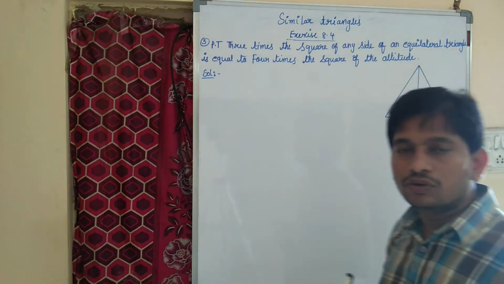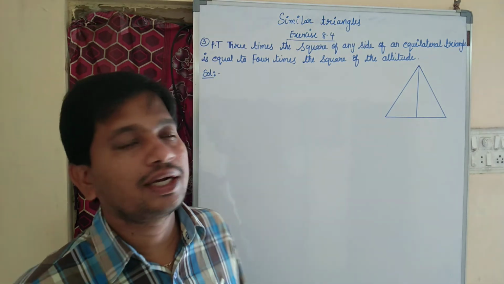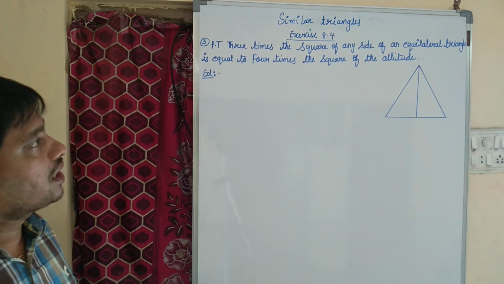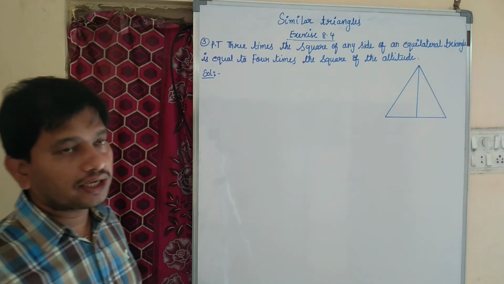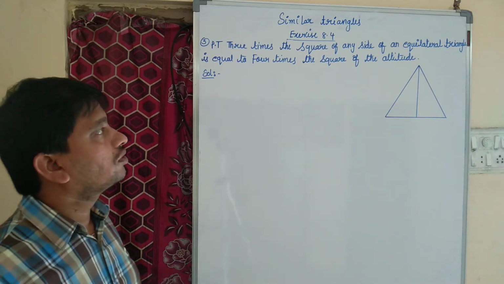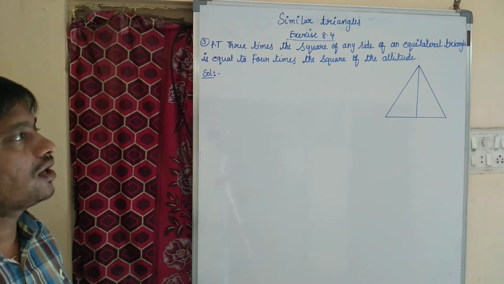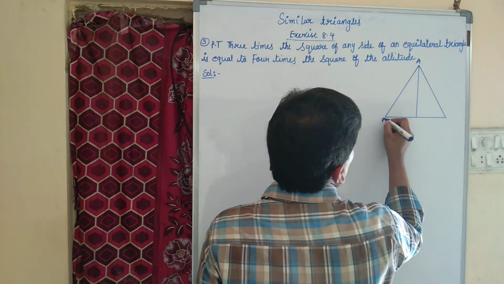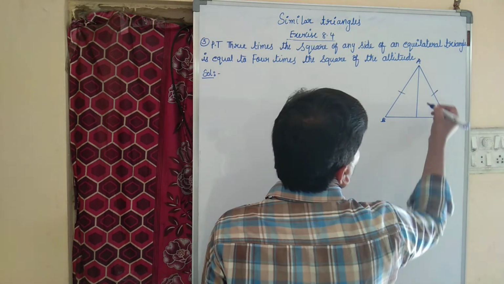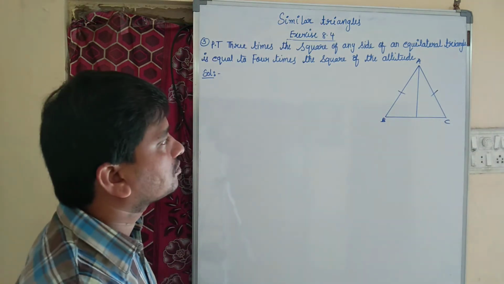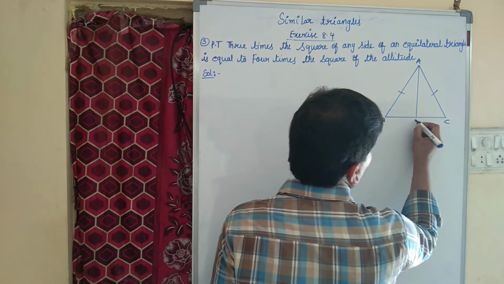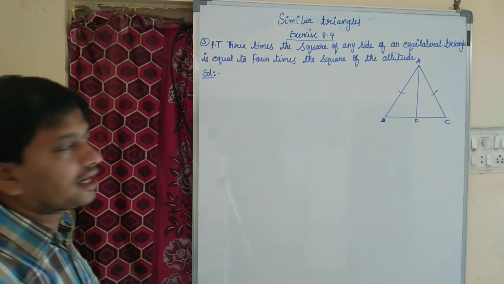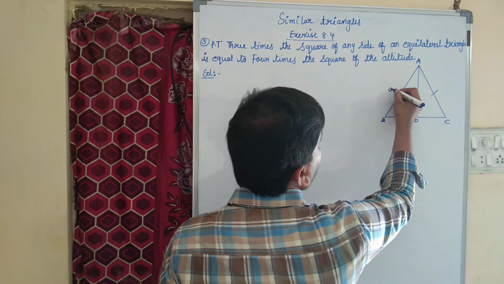Now, coming to question number 3, prove that 3 times the square of any side of an equilateral triangle is equal to 4 times the square of the altitude. So consider this is triangle ABC, which is an equilateral triangle in which all 3 sides are equal, and AD is the altitude. Let the side of the equilateral triangle be a units, a.